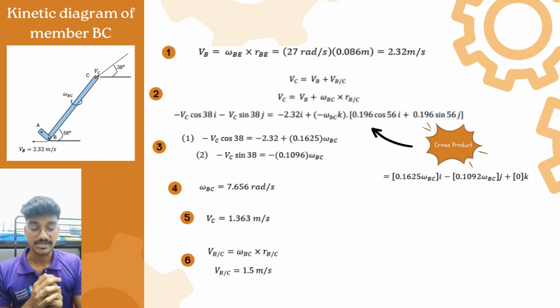Now the next step will be to find the velocity of C. To find the velocity of C, we need to substitute all the answers we got from previous equations. Now we will get the value of velocity C, and the answer will be 1.363 meter per second. And finally we will find velocity of B/C, and the answer will be 1.5 meter per second.